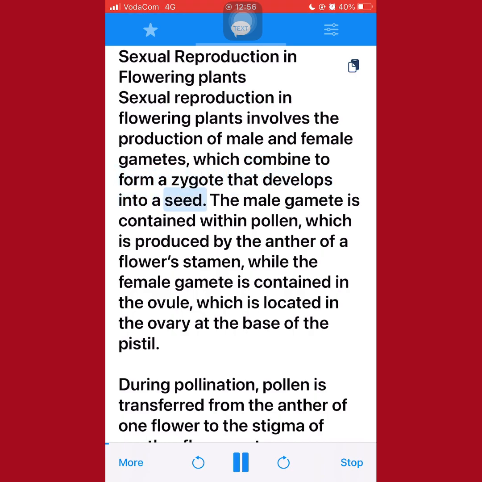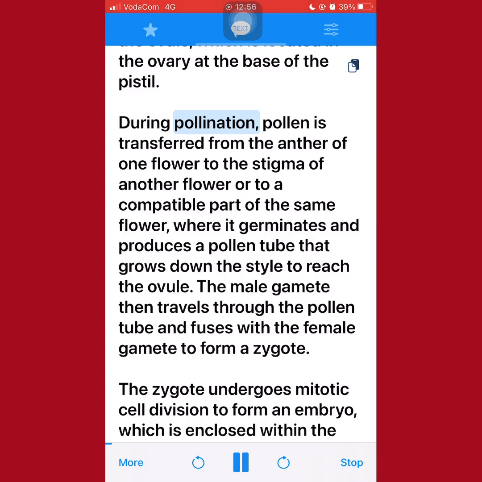develops into a seed. The male gamete is contained within pollen, which is produced by the anther of a flower's stamen, while the female gamete is contained in the ovule, which is located in the ovary at the base of the pistil. During pollination, pollen is transferred from the anther of one flower to the stigma of another flower or to a compatible part of the same flower, where it germinates and produces a pollen tube that grows down the style to reach the ovule.